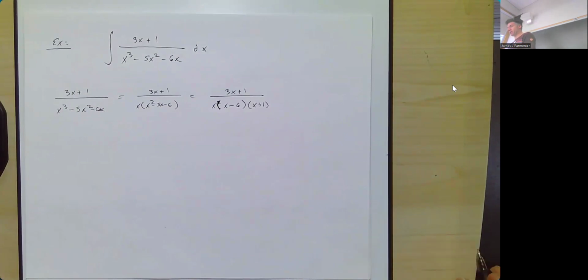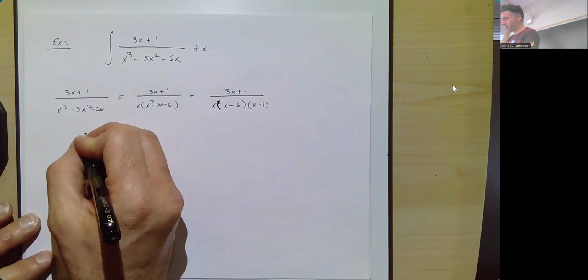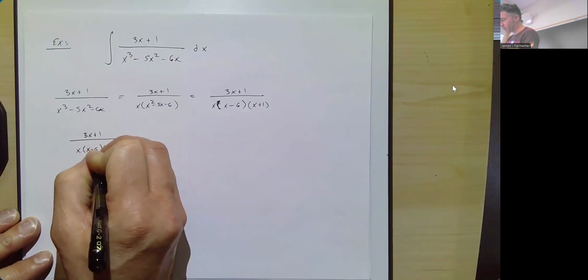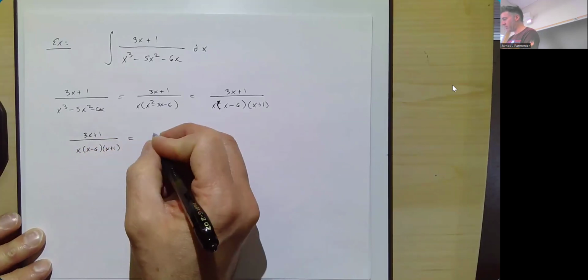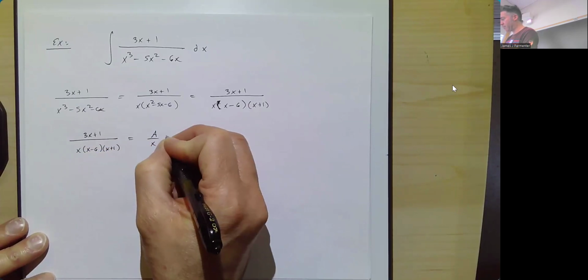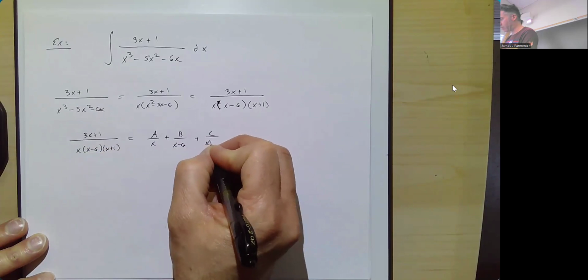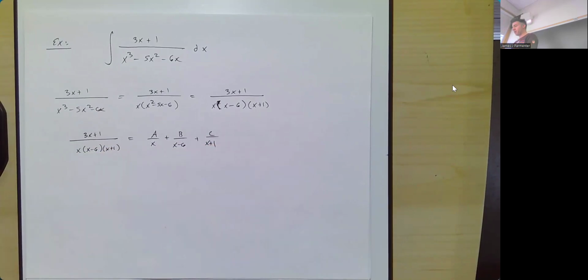So now we're ready to say, great, 3x plus 1 over x times x minus 6 times x plus 1 is equal to a over x plus b over x minus 6 plus c over x plus 1. You're just taking each factor and writing a constant over that factor, plus a constant over the next factor, plus a constant over the next factor.